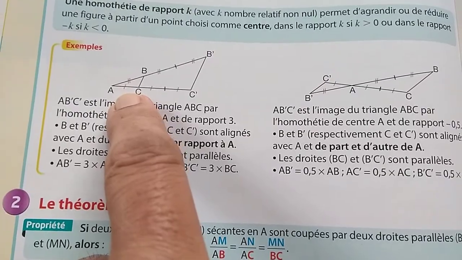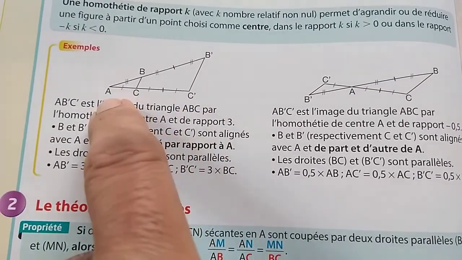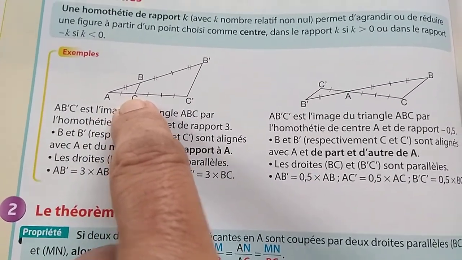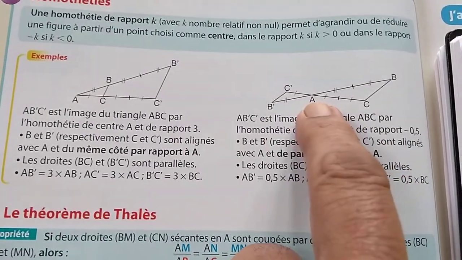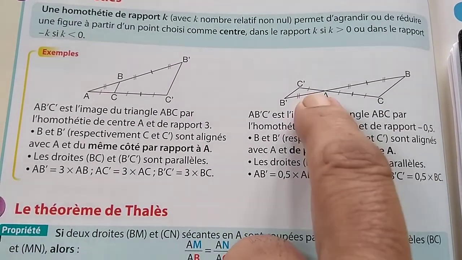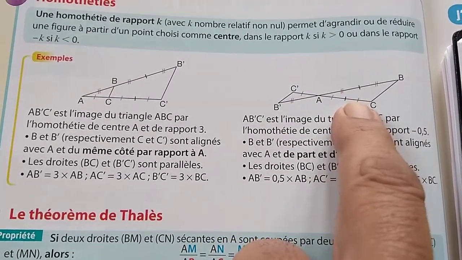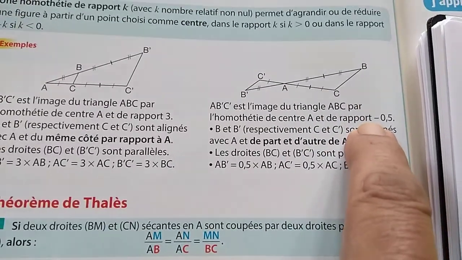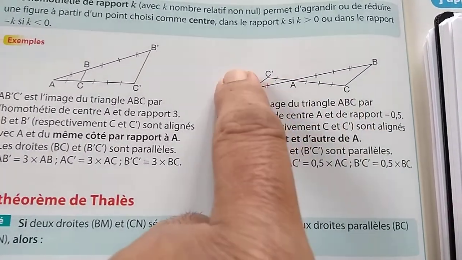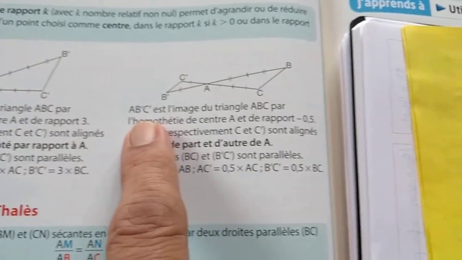So AC prime sur AC est égal à 3. Here they have AC prime sur AC est égal à moins 0,5. They use moins because it is going in the opposite direction.